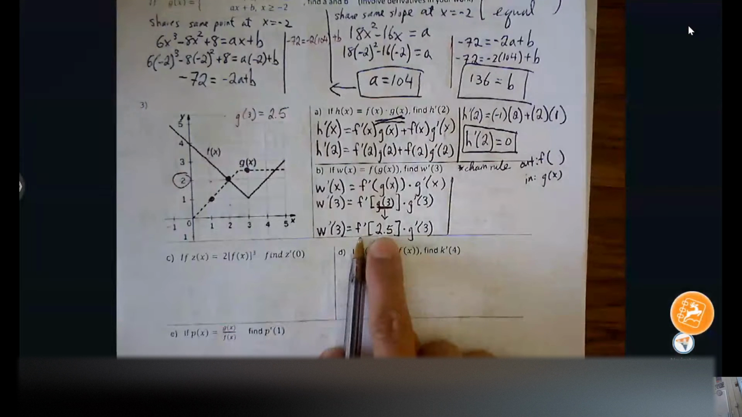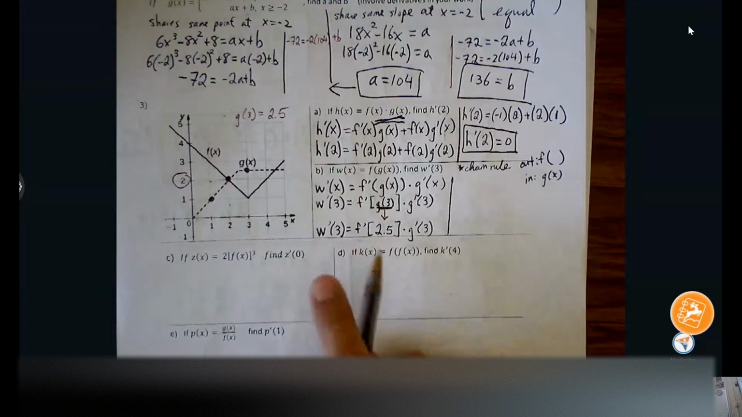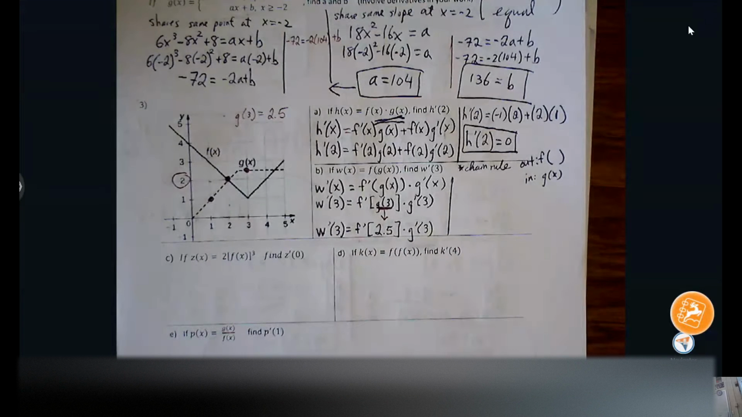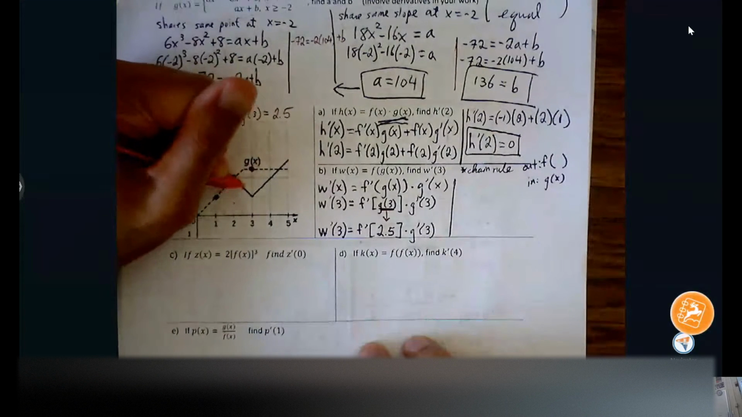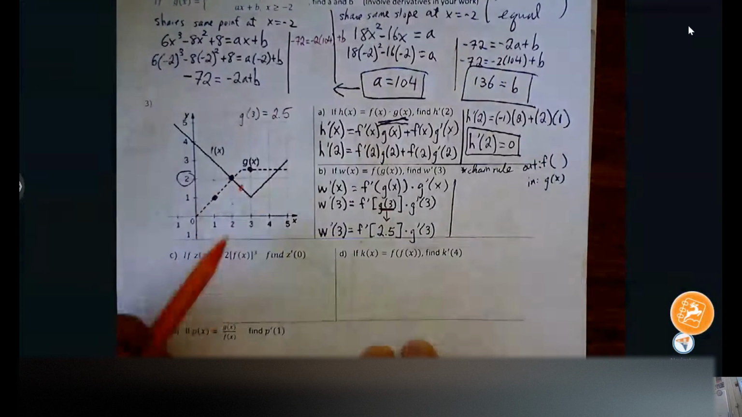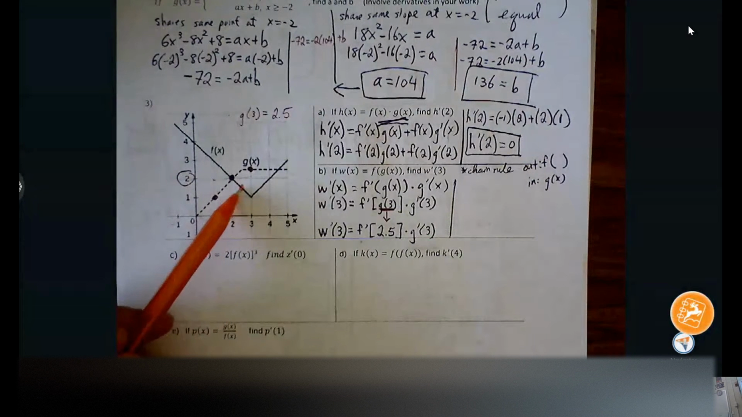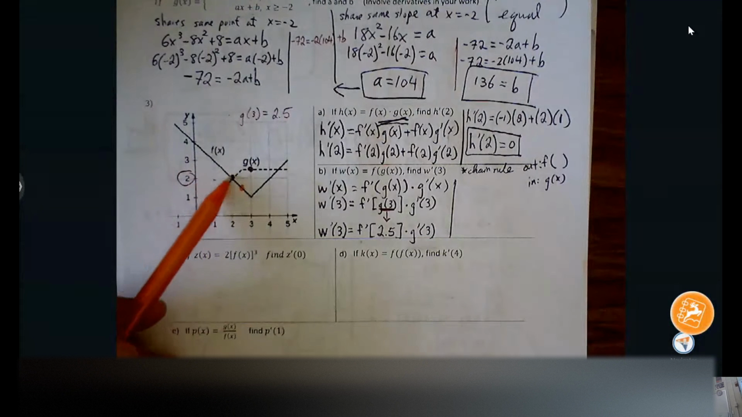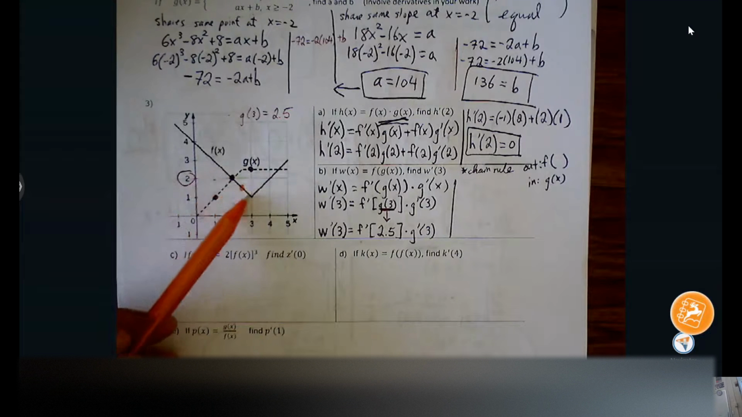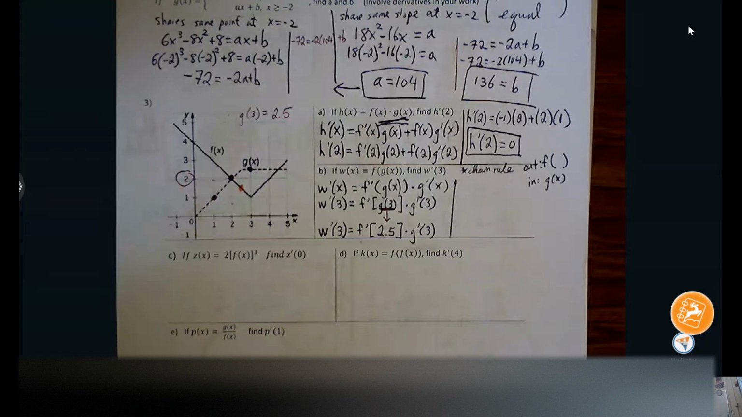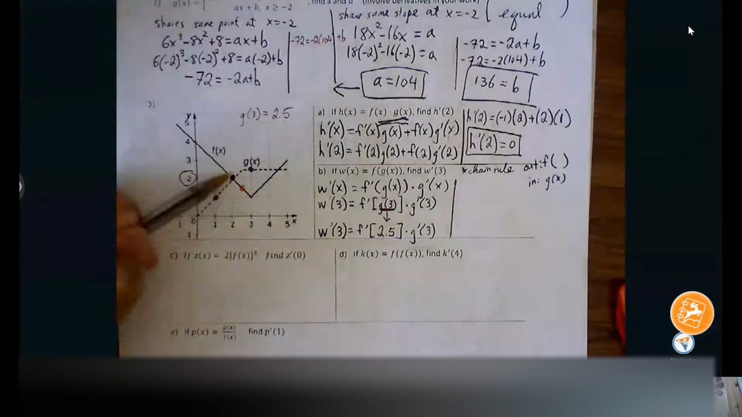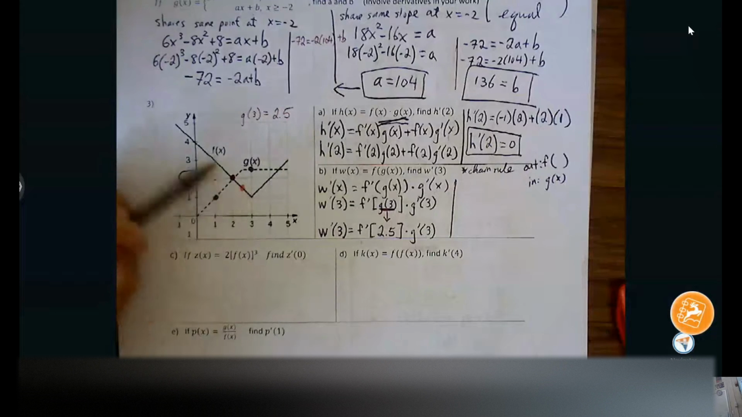So now we're looking for the f graph slope at 2.5. So 2.5 is over here on the f graph. What is the slope of this point? This is part of this line, right? So if I can find the slope of this line, then I know the slope at that point. What's the slope? -1, right? Down 1 over 1.